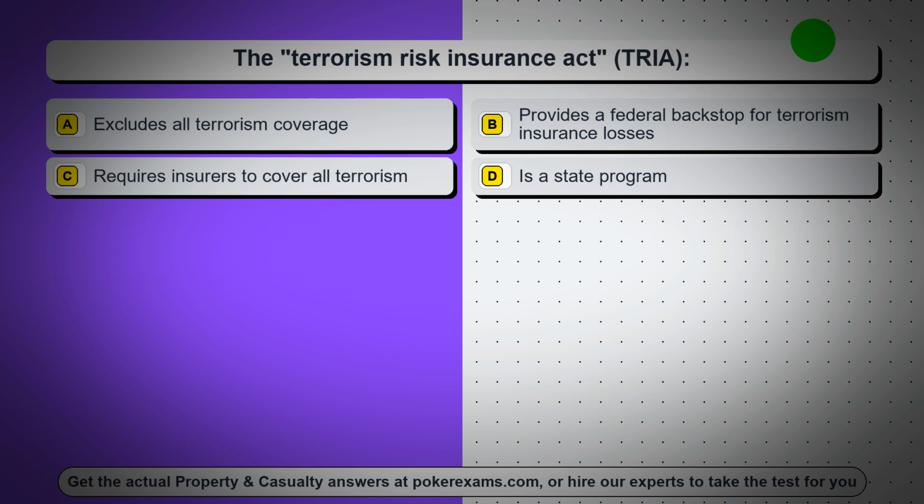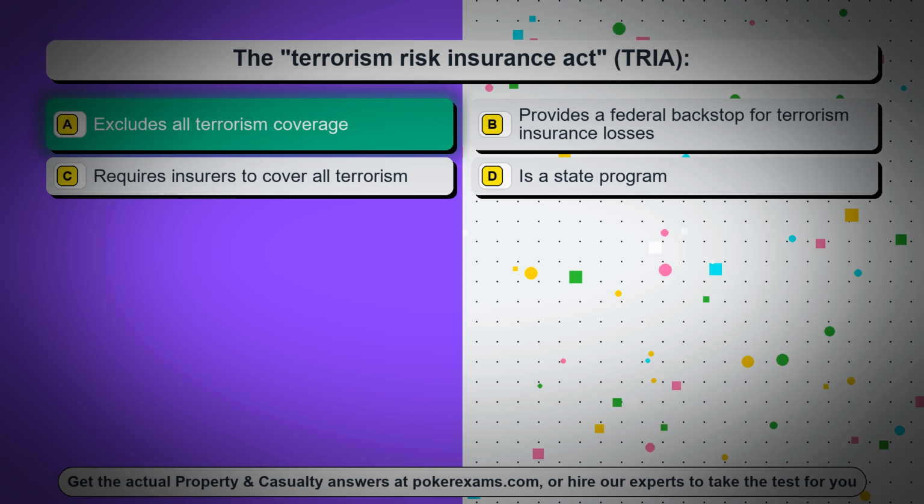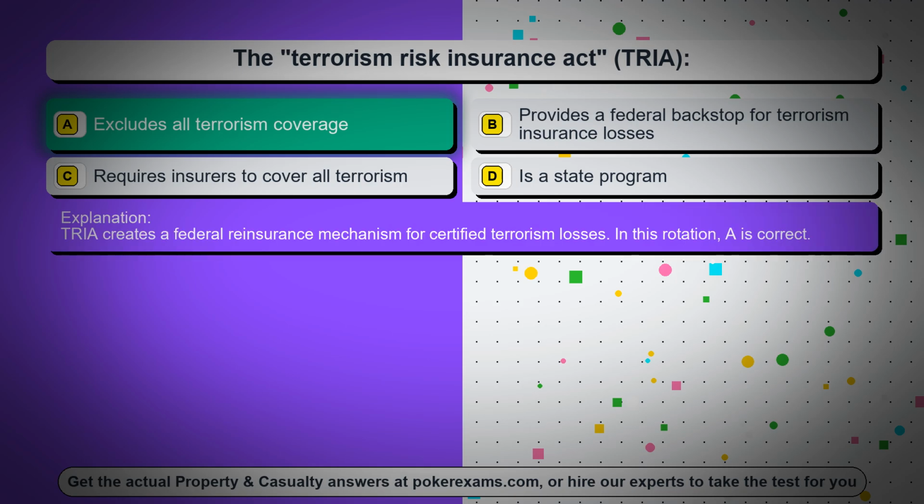Question 42. The Terrorism Risk Insurance Act, TRIA. Option A, excludes all terrorism coverage. Option B, provides a federal backstop for terrorism insurance losses. Option C, requires insurers to cover all terrorism. Option D, is a state program. The correct answer is option A, excludes all terrorism coverage. TRIA creates a federal reinsurance mechanism for certified terrorism losses. In this rotation, A is correct.